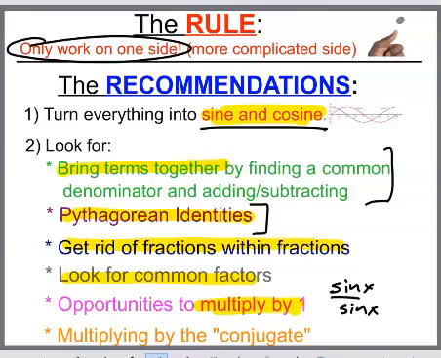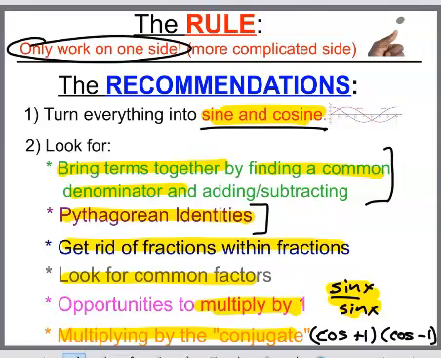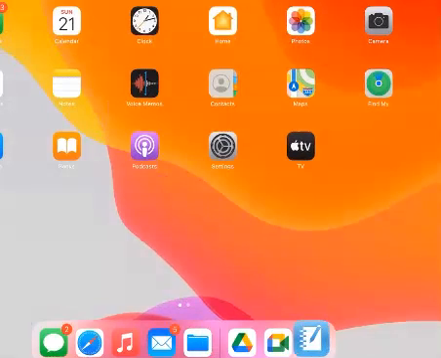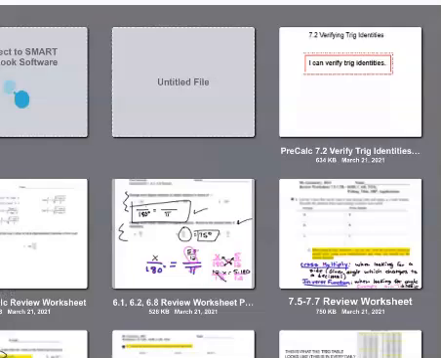If you need to multiply by 1, a lot of times that is in order to find a common denominator. We use that. Multiply by sin over sin, cos over cos. Multiplying by the conjugate. I don't know that that's going to come up, but that is just like if we had a cosine plus 1, we might multiply by cosine minus 1. I wouldn't worry too much about that one. All right, so let's look at the worksheet.